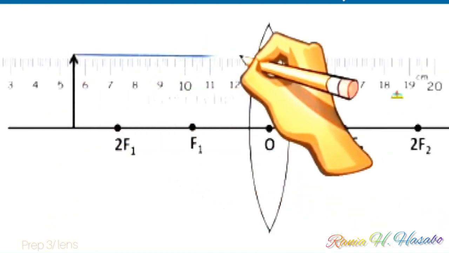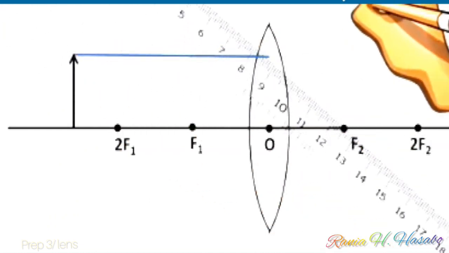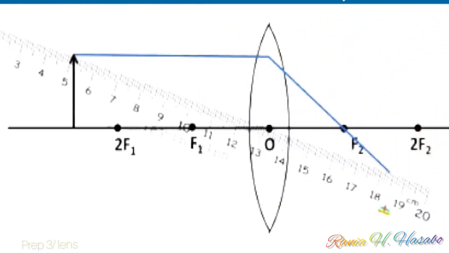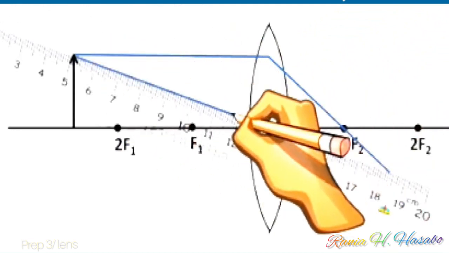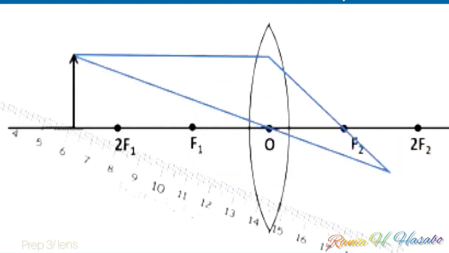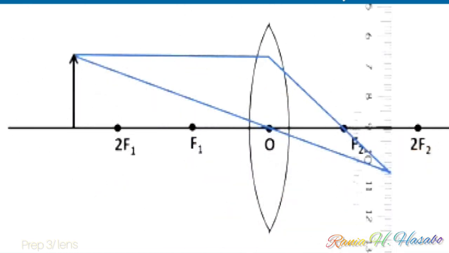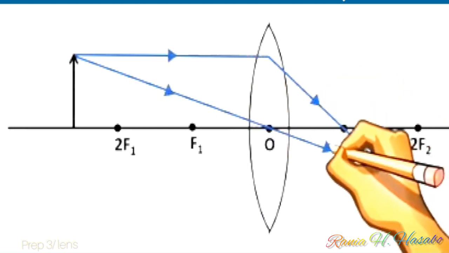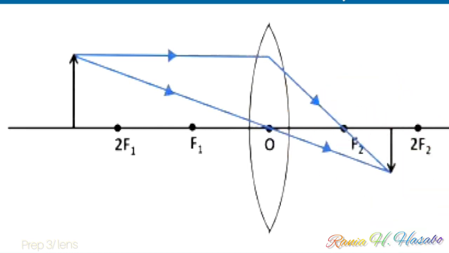Draw a ray from the highest point of the object, where it falls parallel, so it passes through the focus. And another one passes through the optical center of the lens, so it exits without any refraction. Draw an arrow whose head is at the position of the intersection of the two refracted rays, which represents the image. Determine the position and the properties of the formed image. Repeat the steps several times by changing the position of the object each time.